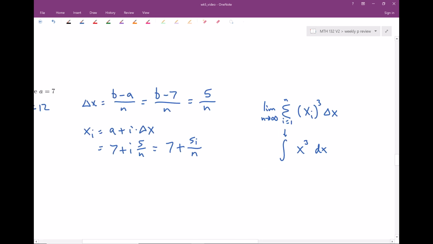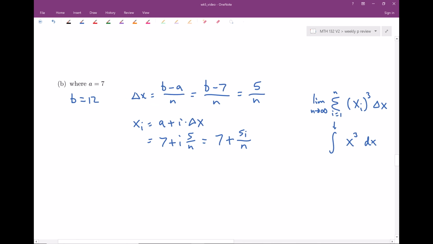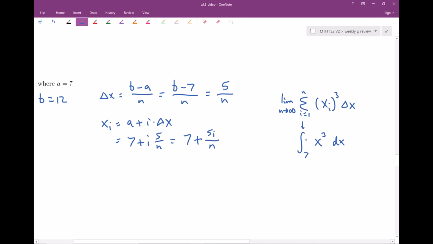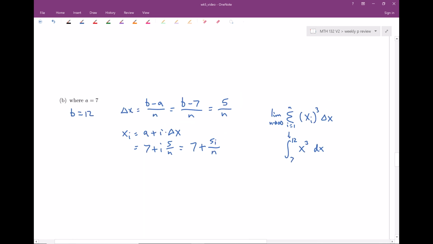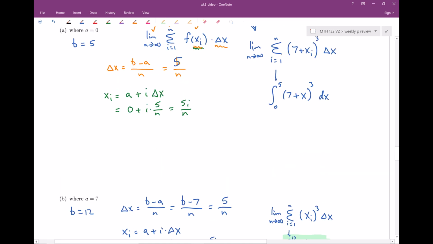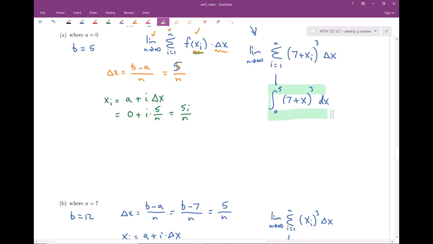But now my limits are different. My limits are going from a equals 7 to b equals 12. So this right here is another way of expressing the same limit of Riemann sums, but we can express it differently. As you saw in the Weber problems, it said there are infinitely many correct answers.